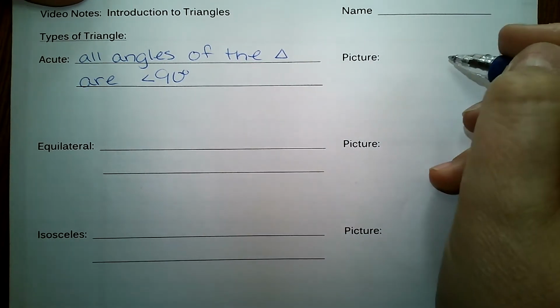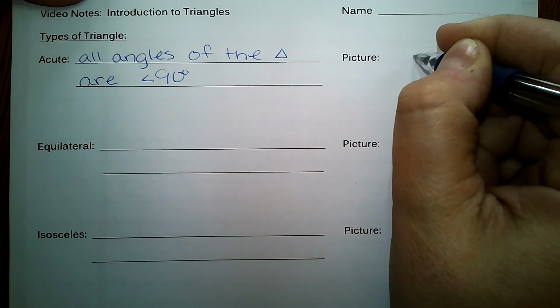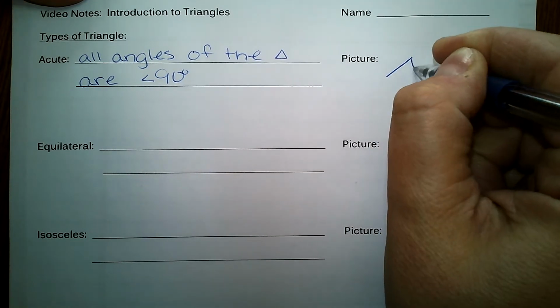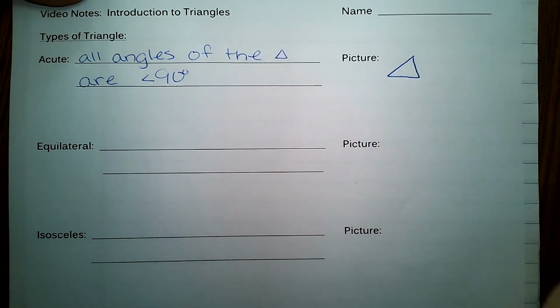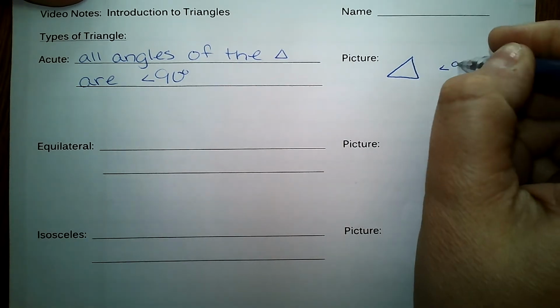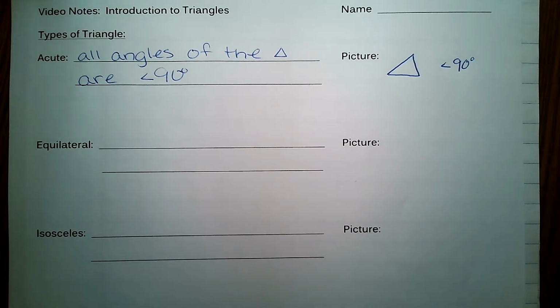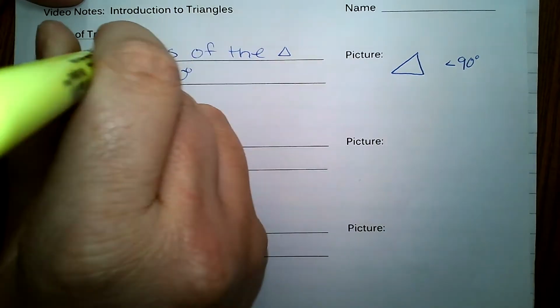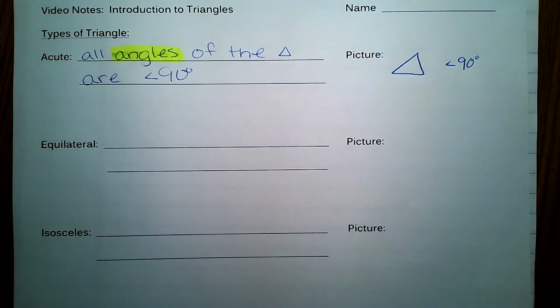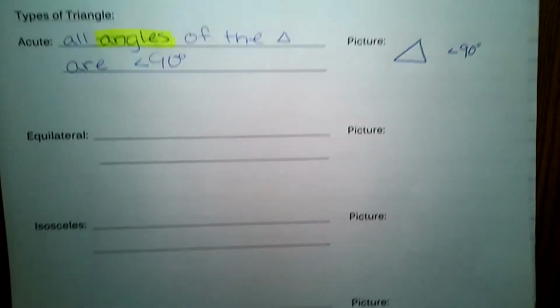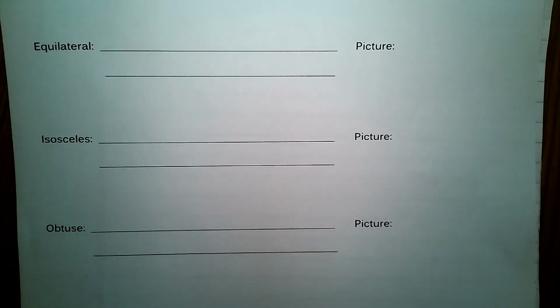So draw yourself a little picture over here. It doesn't have to be perfect in any way, but all of our angles are less than 90 degrees. Okay, really important to remember that acute talks about the angles. An acute triangle is a way to describe the triangle based on the angles. All right, next we have an equilateral triangle.